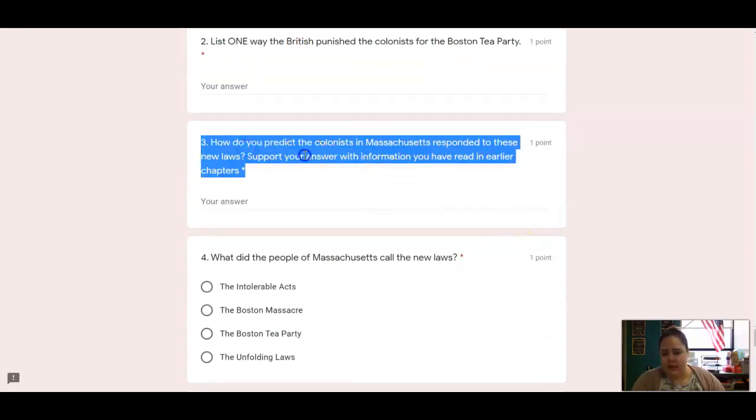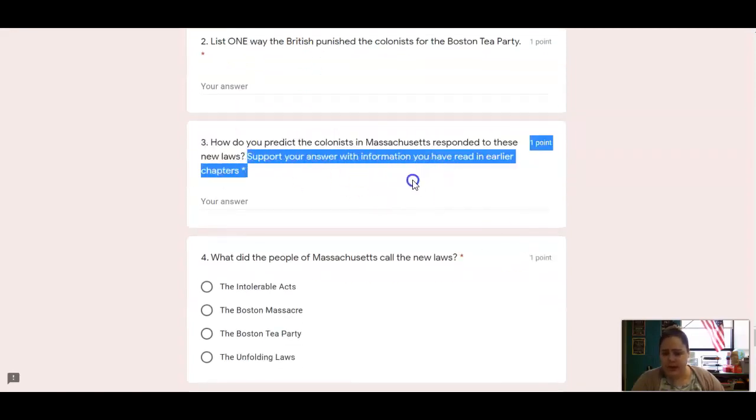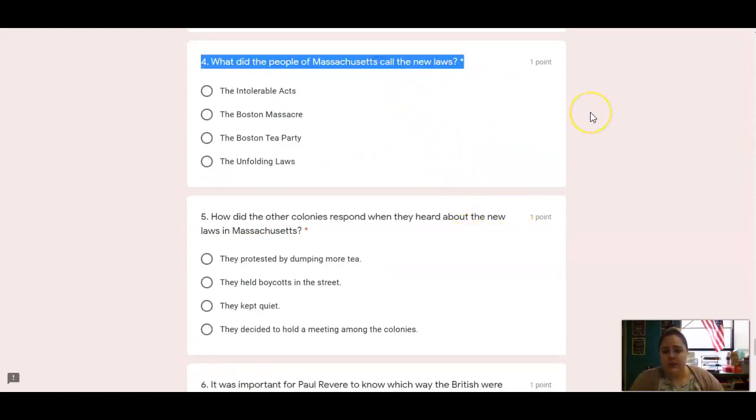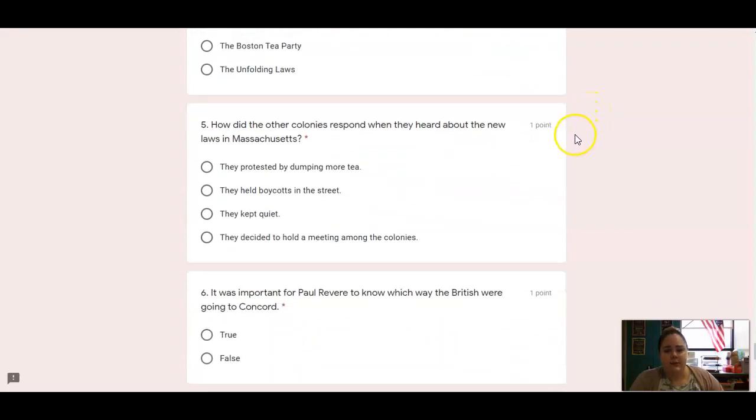Number 3 is an opinion question, but you do need to support your answer with something from the chapters. How do you predict the colonists responded to these new laws? So did they respond positively? Did they get angry? Were they upset? Were they happy? Number 4, what did the people of Massachusetts call these new laws?